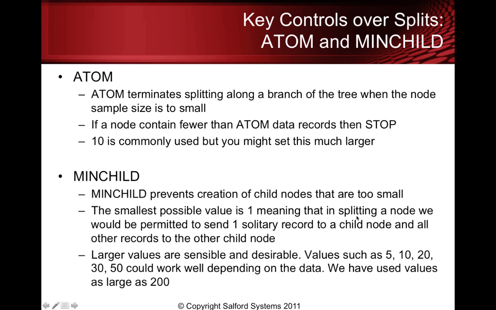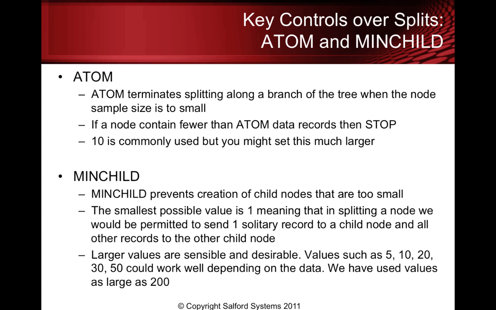What this means is that in splitting a node, we would be permitted to send 1 solitary record to a child node and all other records to the other child. Larger values are sensible and desirable. Values such as 5, 10, 20, 30, 50 could work for you.